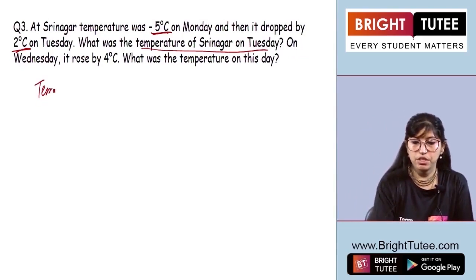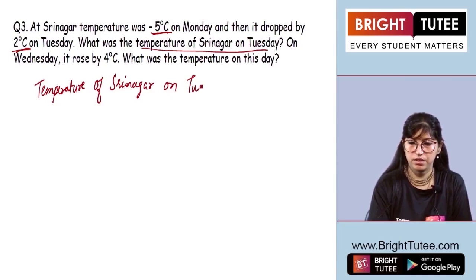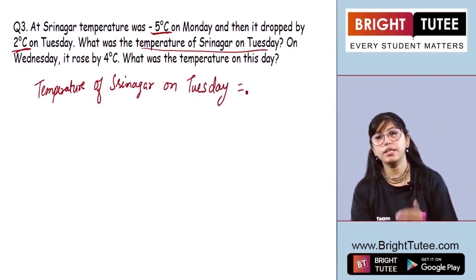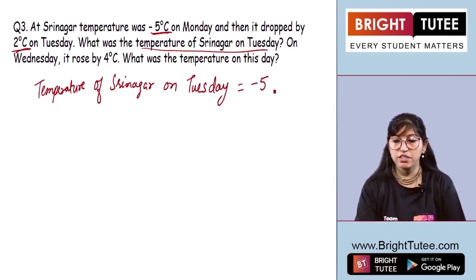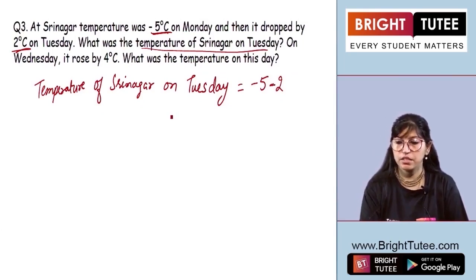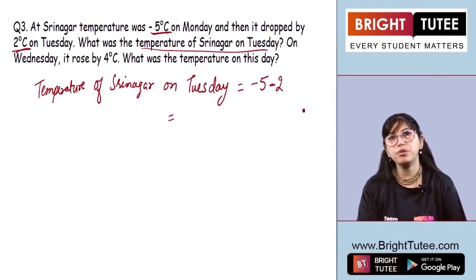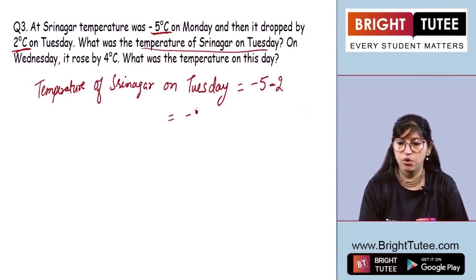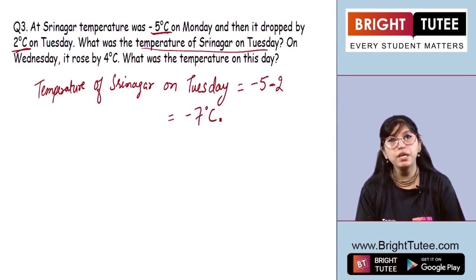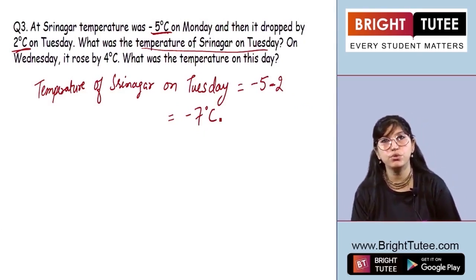So the temperature of Srinagar on Tuesday will be, now we'll subtract, so -5, since it dropped 2 degrees Celsius, we will subtract 2. So now we have 2 minuses together. So what do we do? We'll add both of them and put the sign of the greater number. So -7 degrees Celsius would be the temperature of Srinagar on Tuesday.